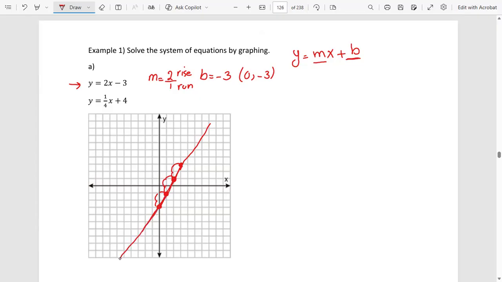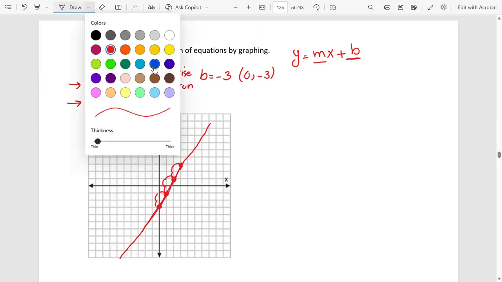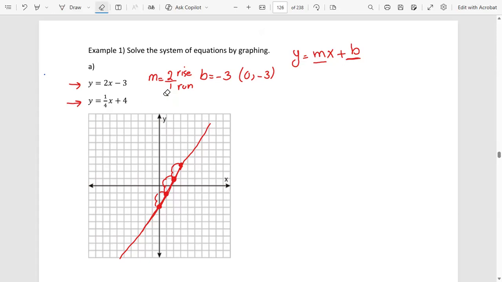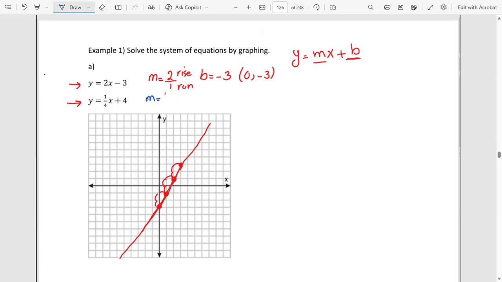Okay. Now we need to graph the second line. The second line is also in slope-intercept form, so I don't need to change it. The slope of this line is 1/4. Let me choose another color. The y-intercept is 4. So I start from the y-intercept, and based on the slope, which is 1/4, you go 1 up, 4 to the right. 1 up, 4 to the right.